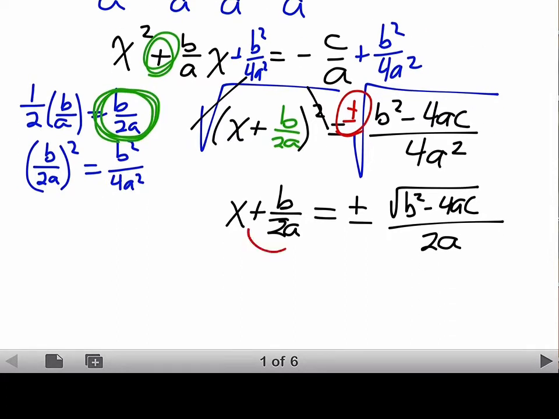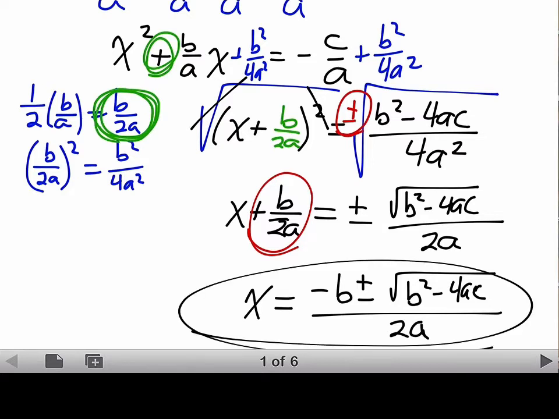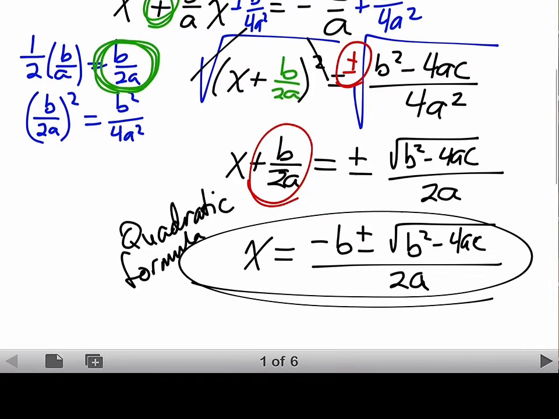Finally, we're going to subtract b over 2a from both sides. Since we have common denominators, I can write that as negative b plus or minus the square root of b squared minus 4ac all over those common denominators of 2a. And this is our familiar quadratic formula, which is just a generalization of solving by completing the square.